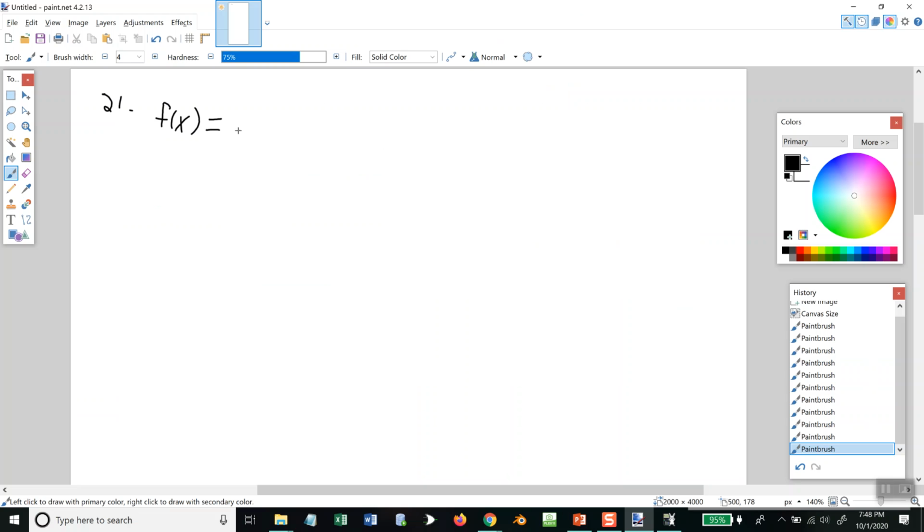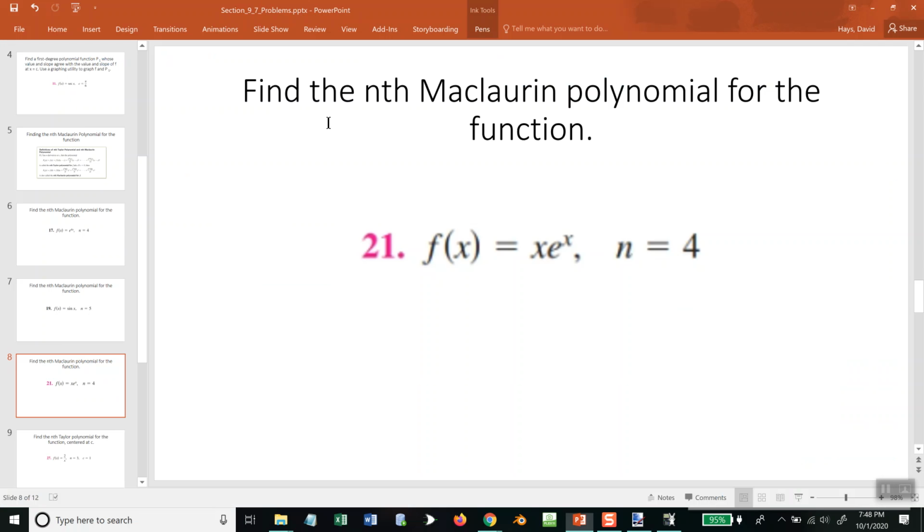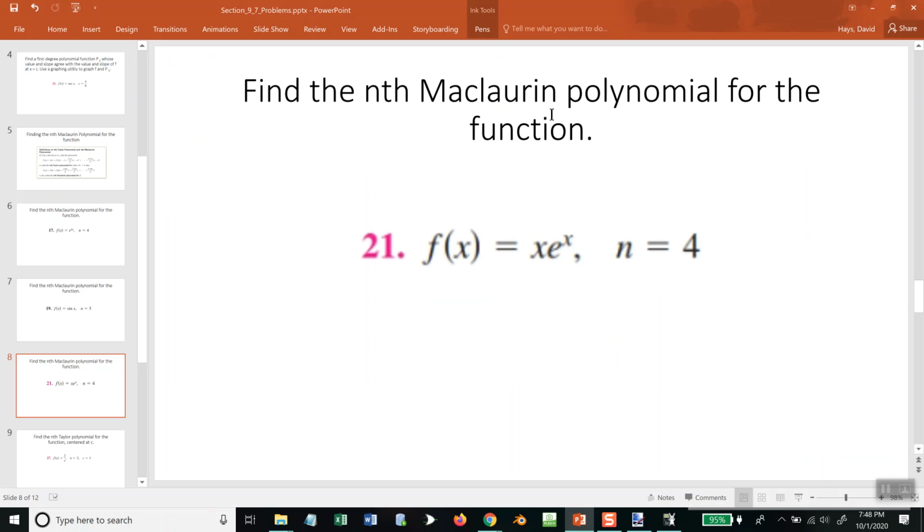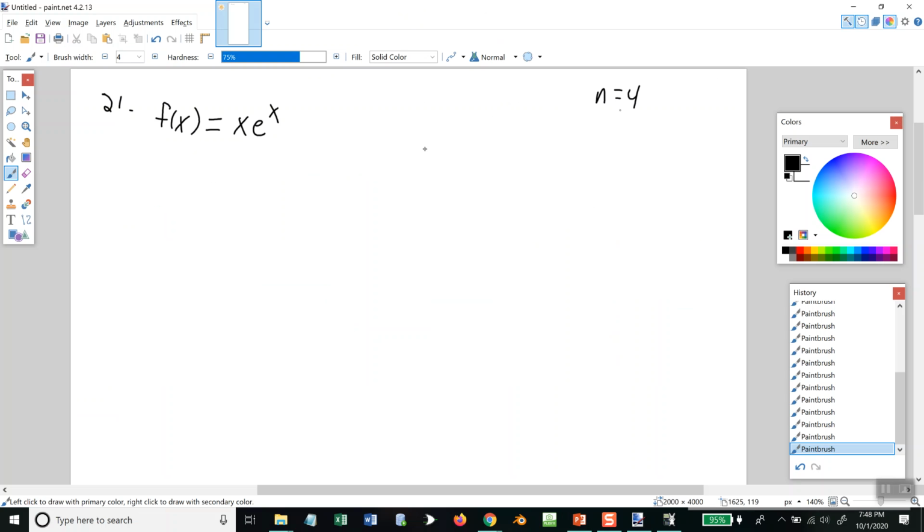f of x is equal to x e to the x, and n is equal to 4. We're still in the Maclaurin polynomial, so that's an easy one. We need to find 4 derivatives because our n is 4. Product rule, this is P, this is Q. So I got x e to the x plus e to the x.